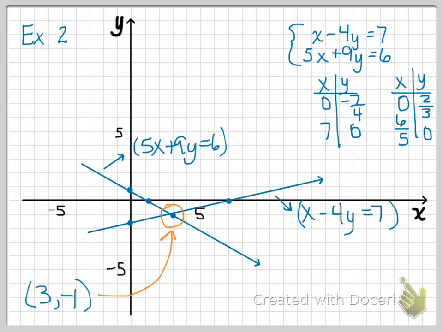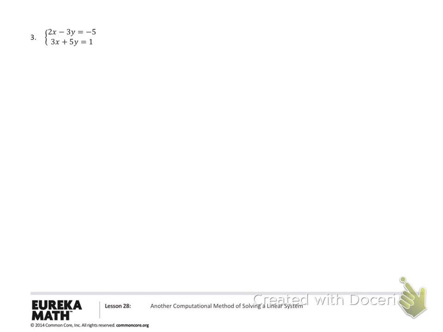Okay, let's do another exercise here. Number 3. Okay, so this one, I can't just multiply one equation, so I'm going to have to multiply 2. So it's your choice on which variable you want to eliminate. Because the y variables already have opposite signs, I'm going to go ahead and eliminate that one. So I'm going to multiply the first equation by 5.